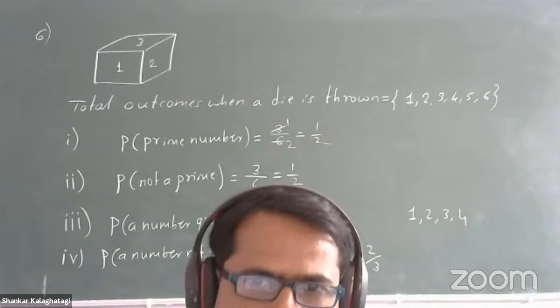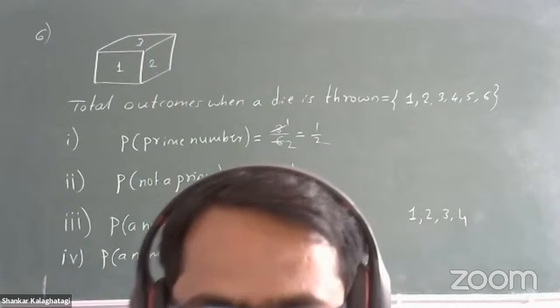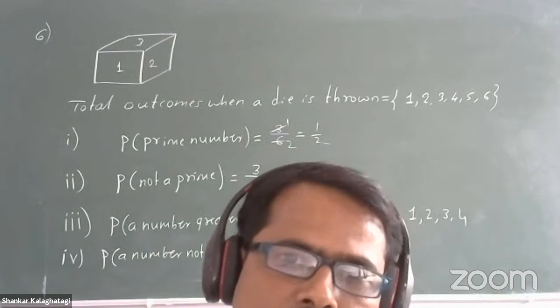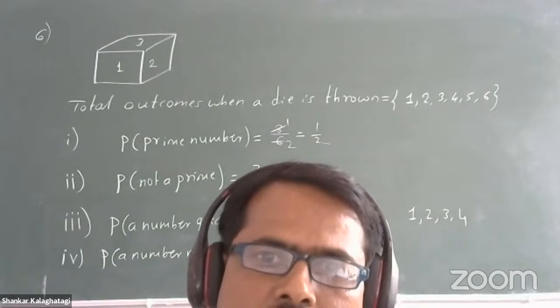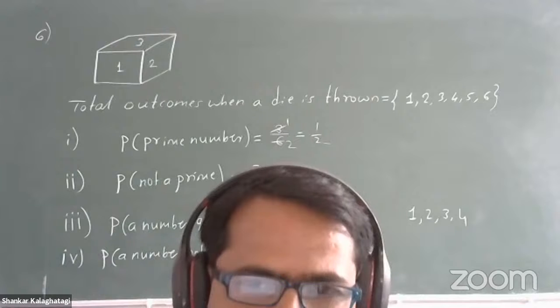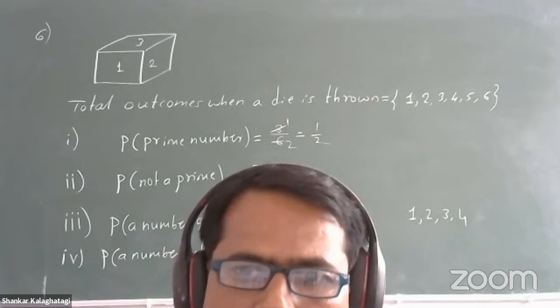Can you read 18 table? Sure, sir. 18 ones are 18, 18 twos are 36, 18 threes are 54. Try once. Later you practice again. Okay. Yes, sir.